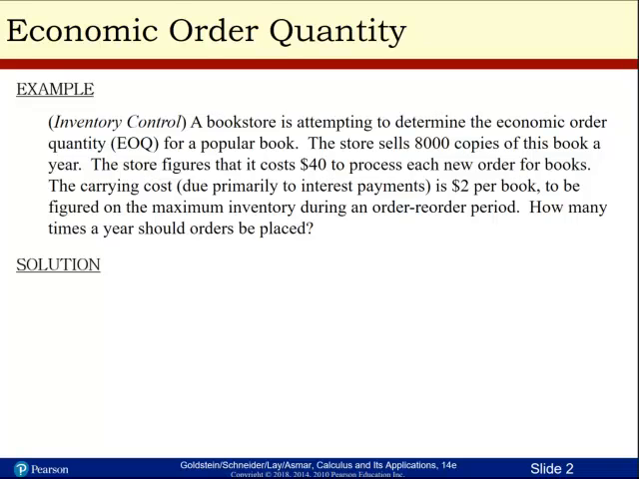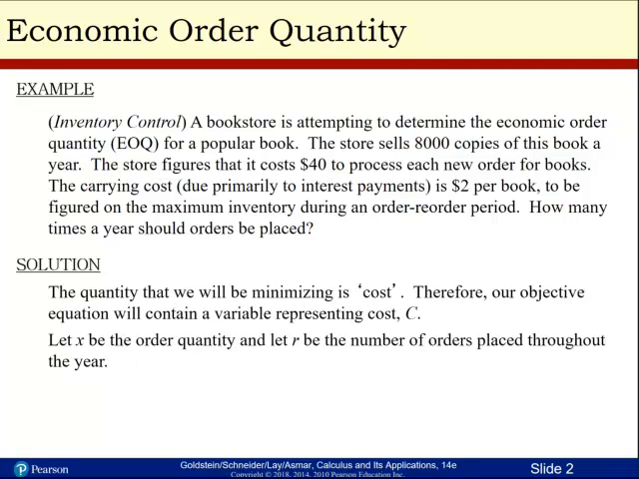A bookstore is attempting to determine the economic order quantity, EOQ, for a popular book. The store sells 8,000 copies of this book a year. The store figures that it costs about $40 to process each new order of books. The carrying cost, due primarily to interest payments, is $2 per book, to be figured on the maximum inventory during a pre-order period. How many times a year should orders be placed?